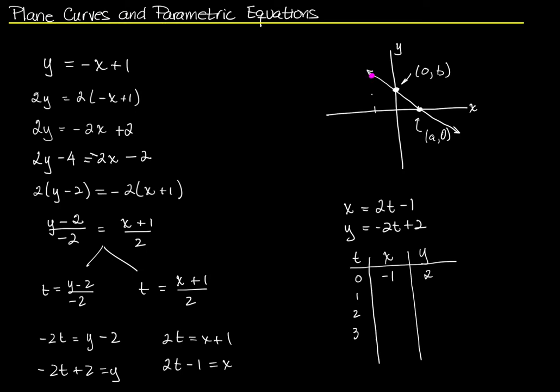Let's do this for a different t value, see what happens. If t is 1, then here I get 2 times 1, which is 2, and 2 minus 1 is 1. So when t is 1, x is 1, but what is y? When t is 1, I get negative 2 plus 2, that's 0. So now I have the point 1, 0. Let's check that on our line. 1, 0.